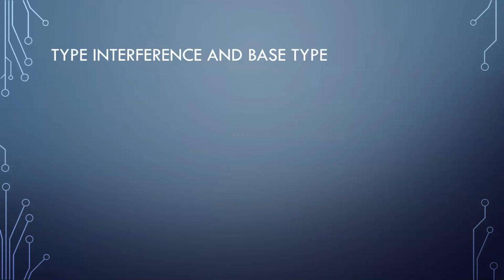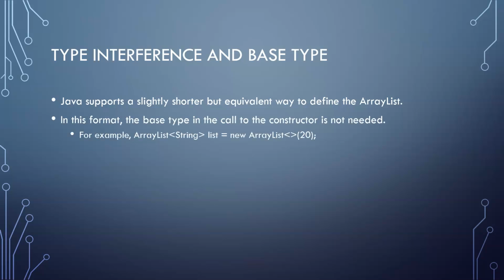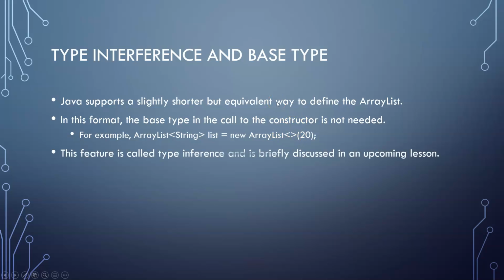Now, let's take a moment to talk about type inference and base type. Java supports a slightly shorter but equivalent way to define the ArrayList. In this format, the base type in the call to the constructor is not needed. For example, ArrayList<String> list = new ArrayList<>(20). You'll notice that there is no String defined between these two brackets. Now, this feature is called type inference and is briefly discussed in an upcoming lesson.